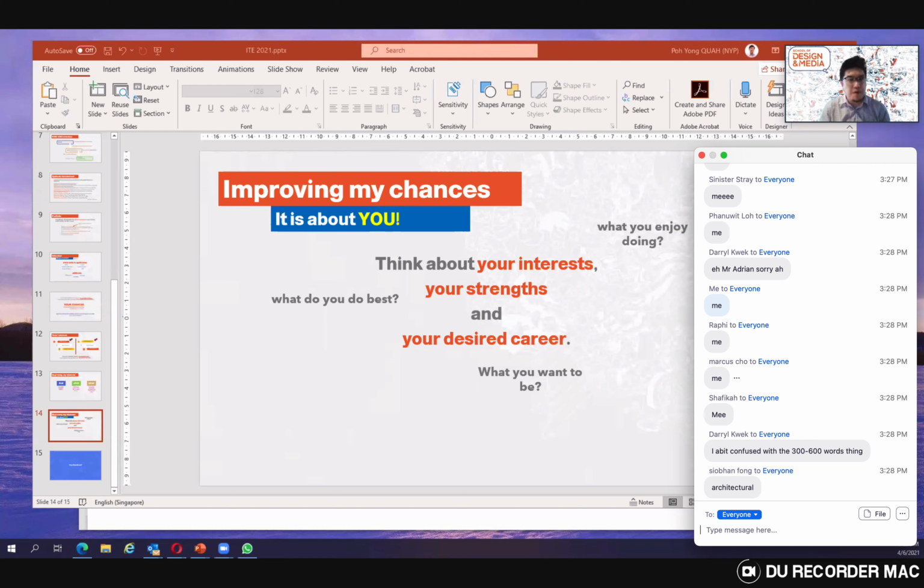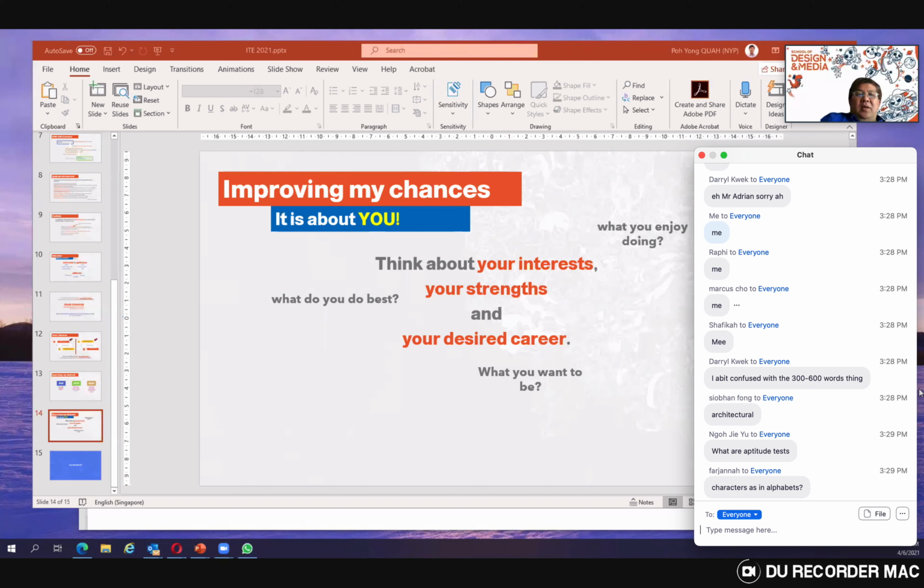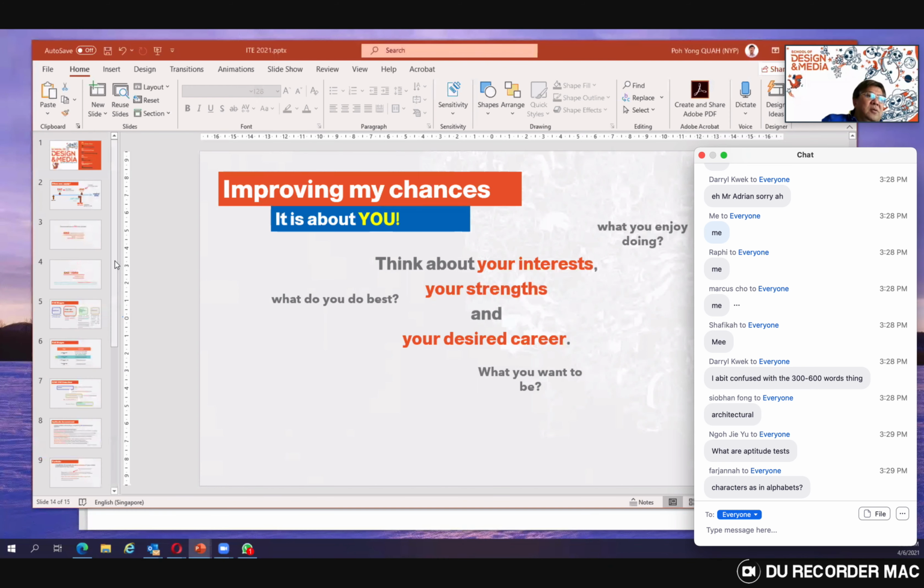So what Mr. Poyong said, remember Mr. Poyong mentioned the secret sauce, right? I think that's what Daryl is asking for again. What is the secret sauce for the 600 character paragraph? What are aptitude tests? Great question. Characters and alphabets. So just remember, if you focus on these 3 areas in the write-up, it's not difficult to finish writing it.